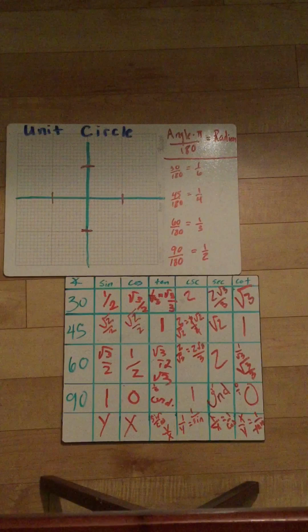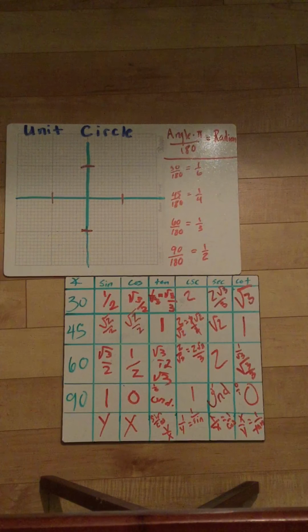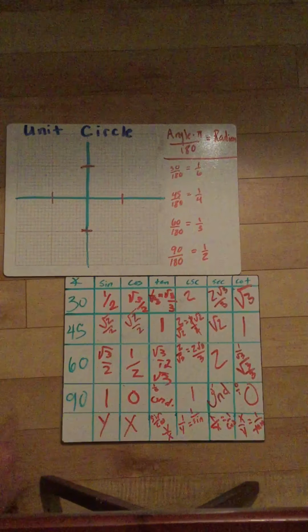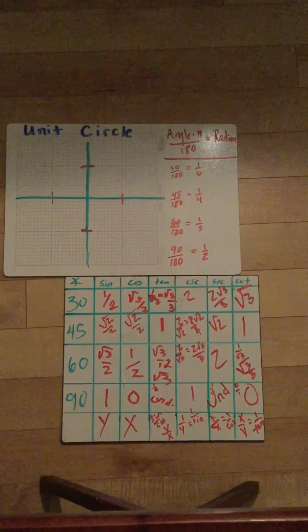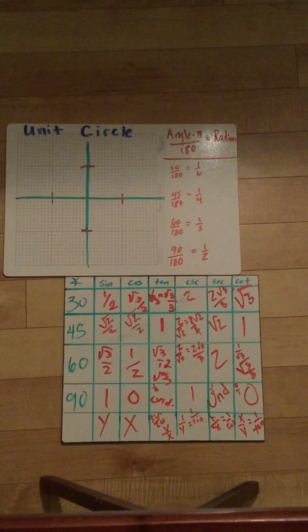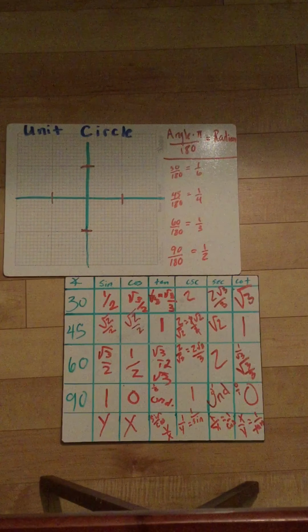A lot of people get confused with the unit circle and how it's related to the right triangles. If you just understand that the cosine of every angle is the x-coordinate, the sine of every angle is the y-coordinate, you actually have all of the information you need for every 30-degree angle, 45, 60, and 90-degree angle.